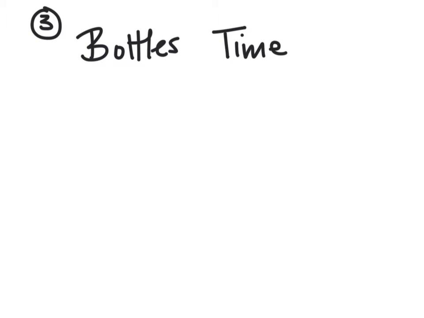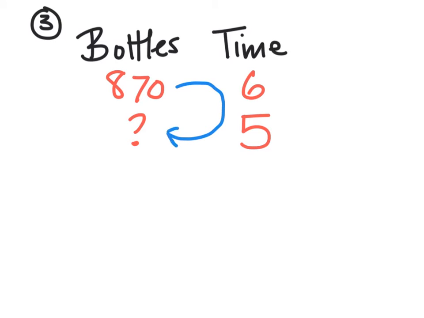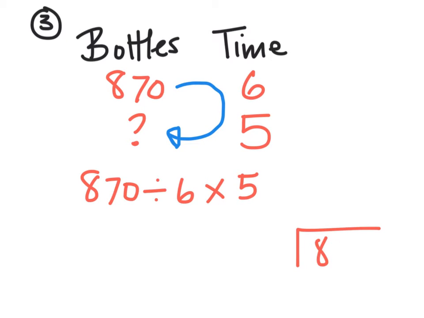Number 3, we know that 870 bottles get filled in 6 hours. We're trying to find how many get done in 5 hours. So we have a little diagram, a little table. Remember, to solve this, we go in a little circle like that. And because you would expect less time, less bottles, it's a direct proportion. So we're going to do 870 divide 6 and then times 5. Okay, now 870 divided 6, we can do a wee bridge sum for that. Get that answer, times it by 5.